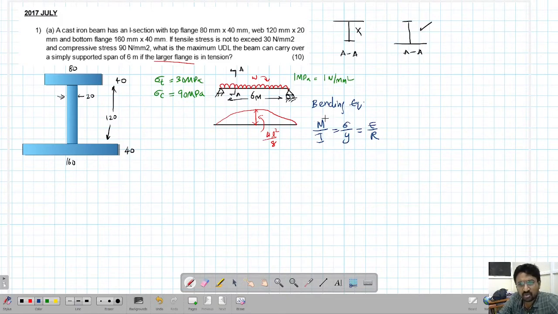Now one thing that you want to know is the bending moment. We know it in terms of W. I we have to calculate. Sigma is given. Y also we can calculate from the section. So now the task is to find the I. Okay, we want to find the I.